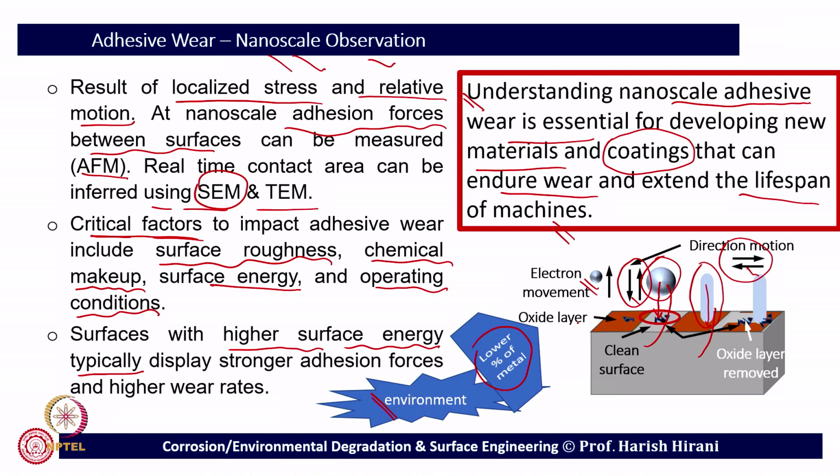This is what we are trying to show here. If we bring a steel ball in contact, there will be some sort of rupture, and then there is a possibility of removal of the oxide layer, and there is also a possibility of complete removal of the oxide layer. There is a possibility in this situation.